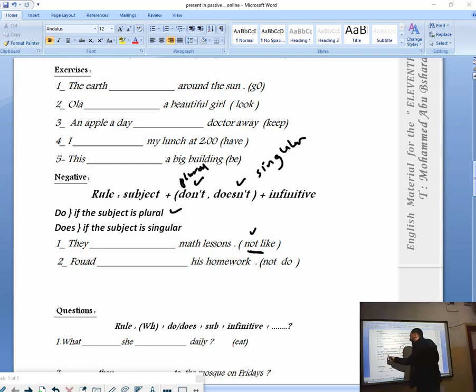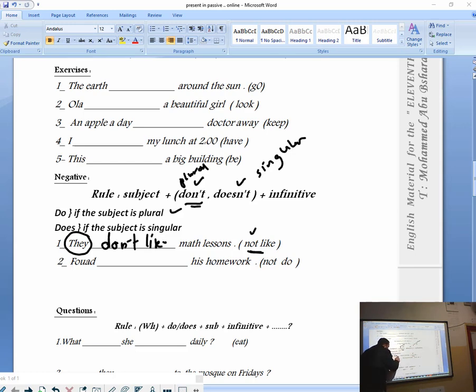So they is a plural subject, so I should negate it by using don't, because don't is for the plural and doesn't is for the singular. Here: they don't like math lessons. The second example: Fuad. Is Fuad singular or plural? Fuad is singular. So I use doesn't for the negative.